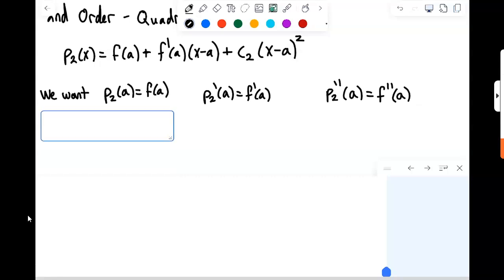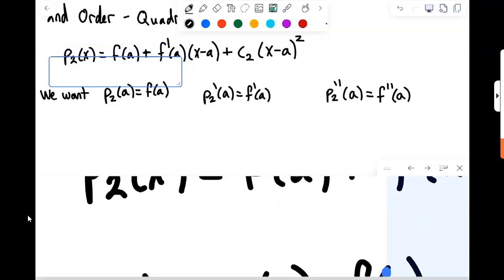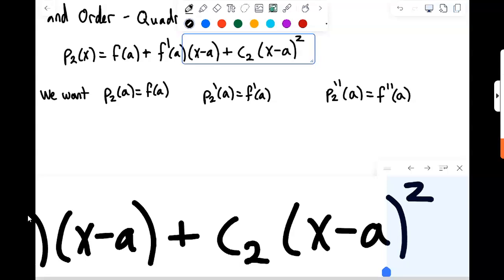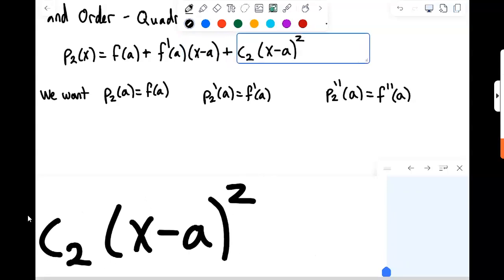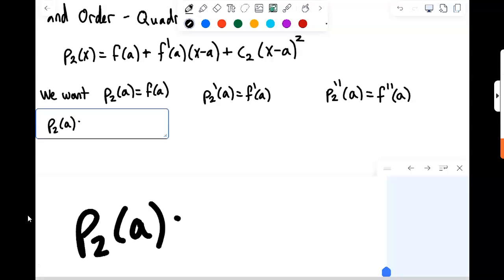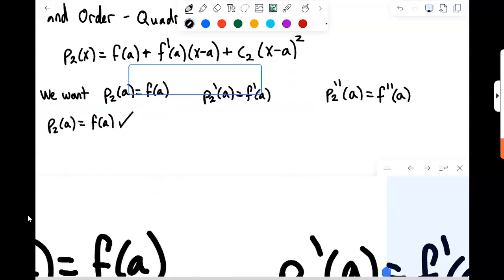Okay, so first of all, notice that if we plug a into my P2 function, I'll have f of a, the x minus a term will cancel out, and the x minus a squared term will cancel out. So we actually have the first thing checked off. P2 of a is equal to f of a. Check it off.